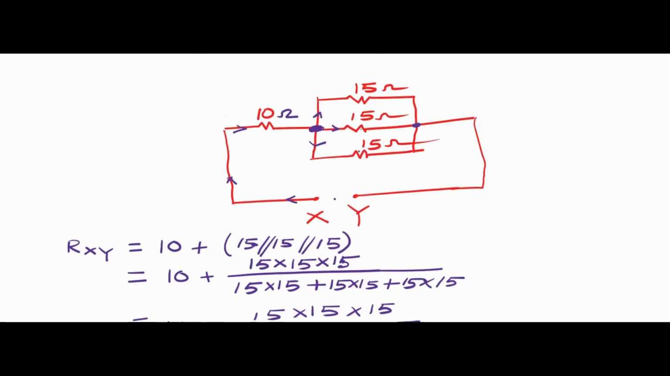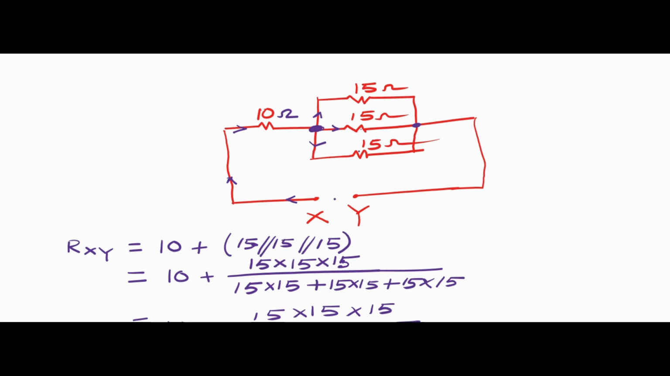Now again we will discuss how we can determine the equivalent resistance between the terminals X and Y. Let us imagine there is a current source. If the current branches at a point and meets again at another point, those branches are in parallel. If the total current passes through the 10 ohm resistor, the 10 ohm resistance will be in series.